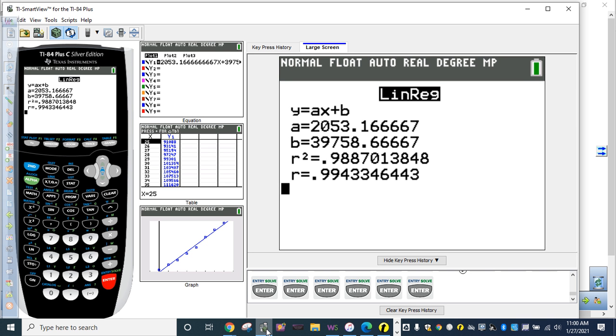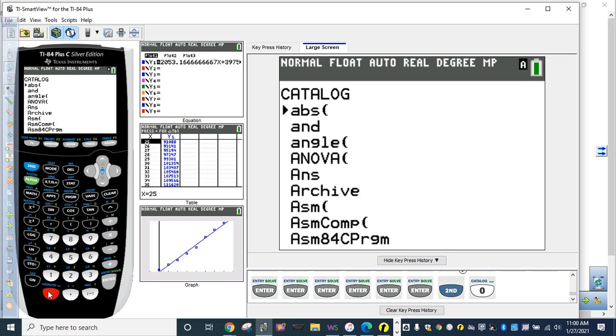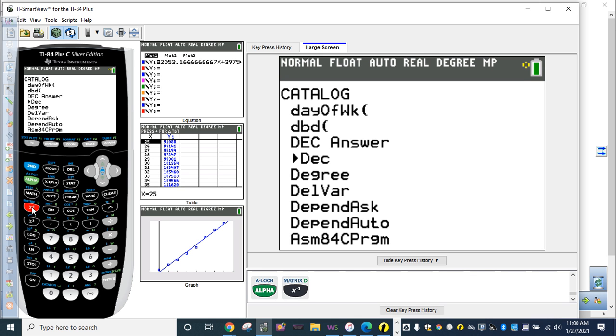So to turn on this R squared and R thing, here's what you do. You hit second 0, so it'll bring up that catalog thing. You guys at home should be doing this. Bust out your graphing calculator, hit second 0. Even if you're not following along, it'll make your life easier. Now I want to hit alpha, and the button right below math, x to the negative 1, and you have to hit it twice. I don't know why, it's irritating, but you do.